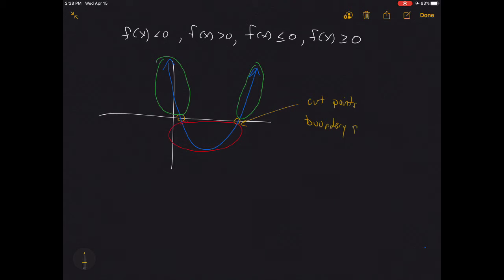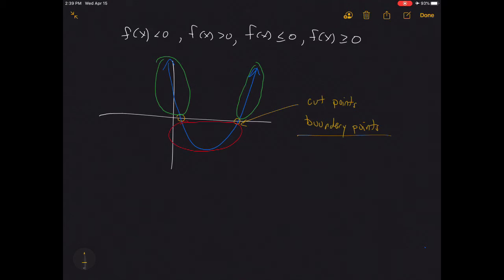I believe your book probably uses boundary points. I call them cut points. So if you hear me call it a cut point, it's just a boundary point. It's exactly the same thing. And that's going to help us figure out where the inequality gives us a true statement or a false statement. So if I was looking for where this is less than 0, everything that I circled with the red there would give me a true statement. So every value in between the boundary points would be true. If I was looking for where it's greater than 0, then everything I circled in green would be where the statement is true, and it would be on the outside of my boundary points.